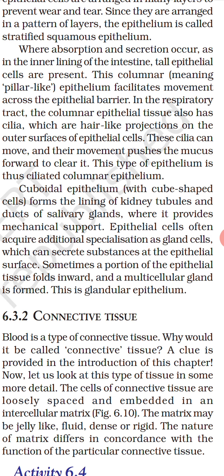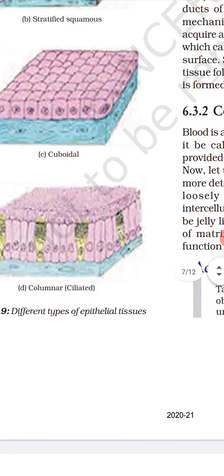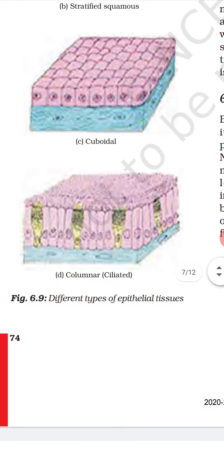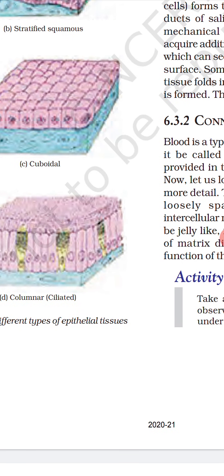The third one is columnar epithelium. Columnar, look at the figure given in your book. Columnar epithelium, column like. It is made up of tall pillar like cells with elongated nuclei. It is usually found in the inner lining of intestine.